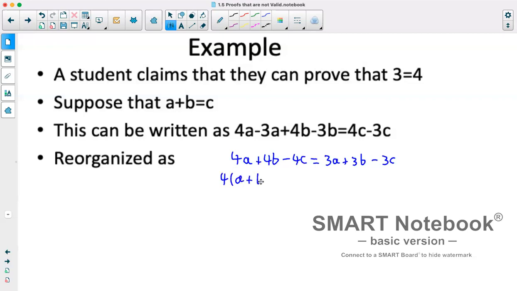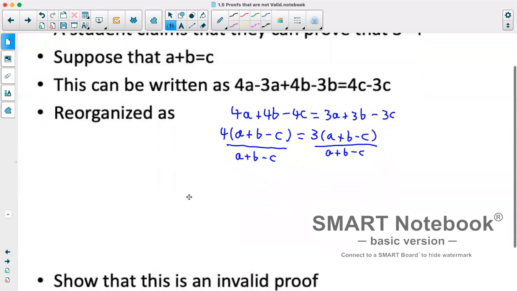So A plus B minus C equals, we can factor 3 out of every term on this side. So we have 3 times A plus B minus C. They then divided both sides by A plus B minus C, which then gave us 4 is equal to 3.